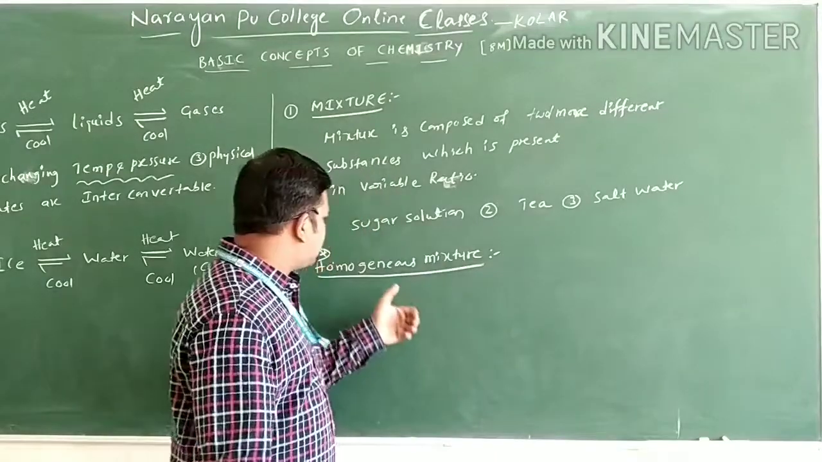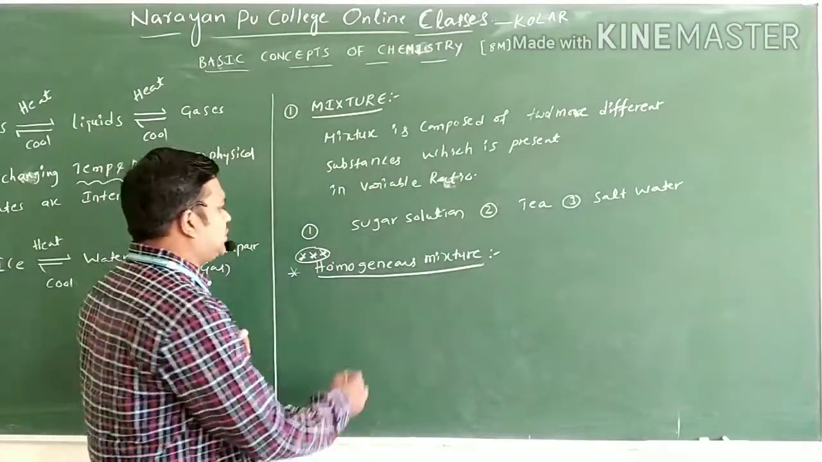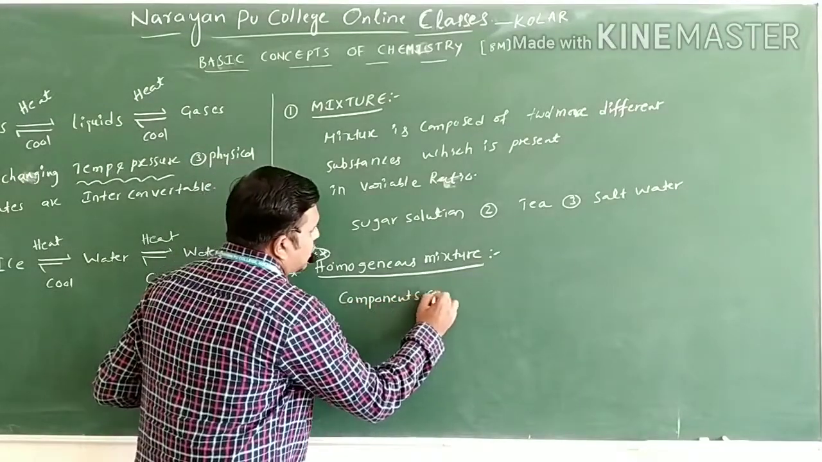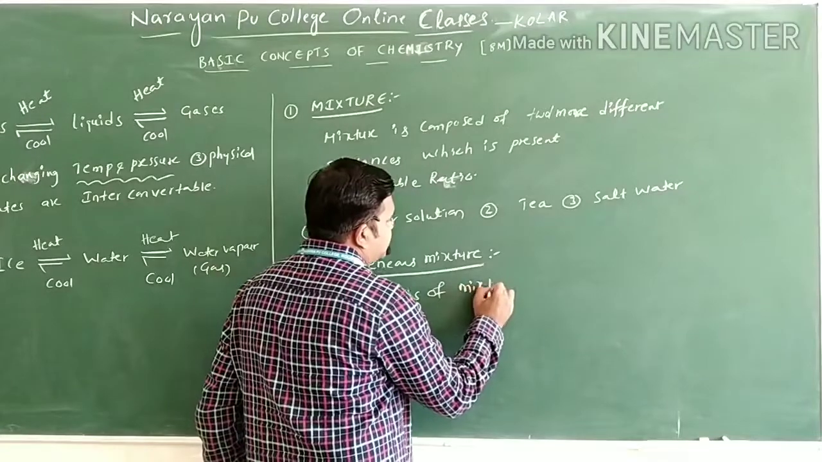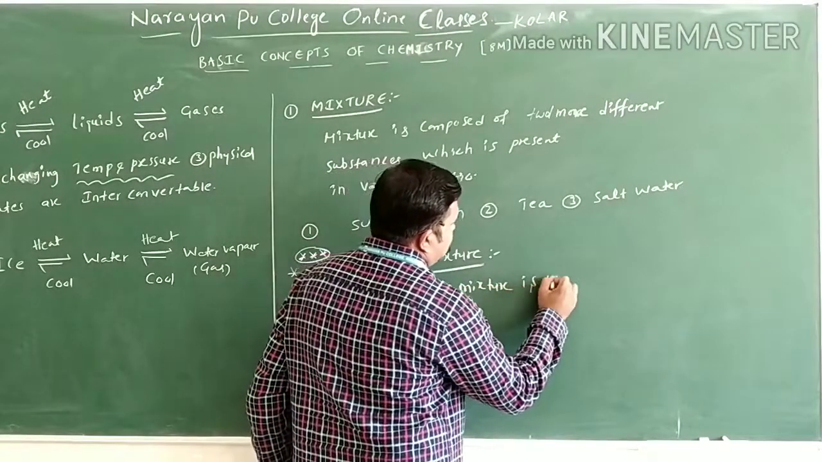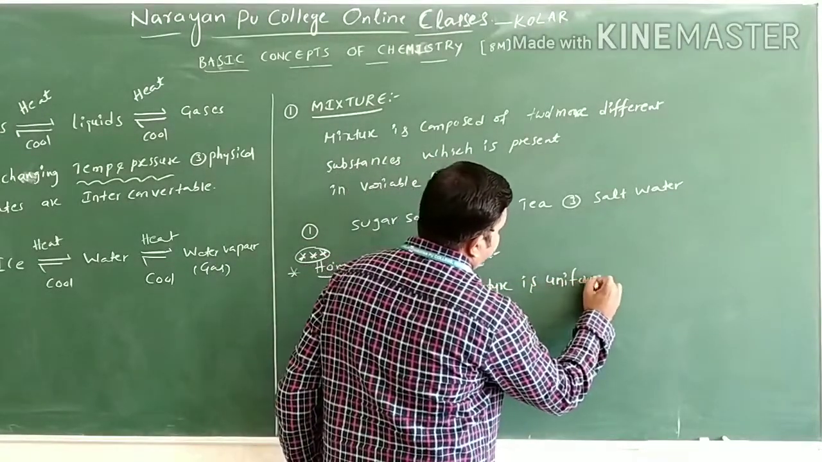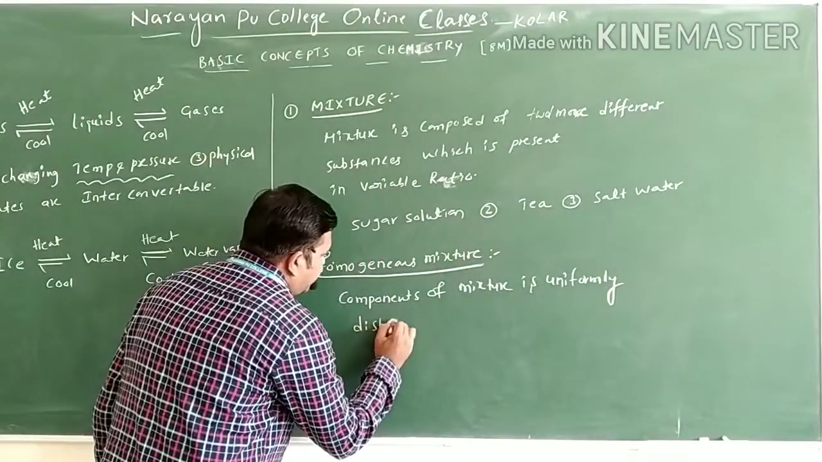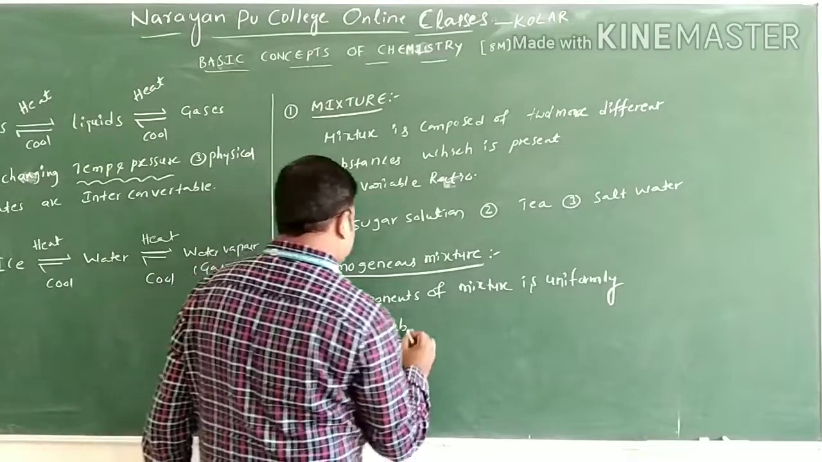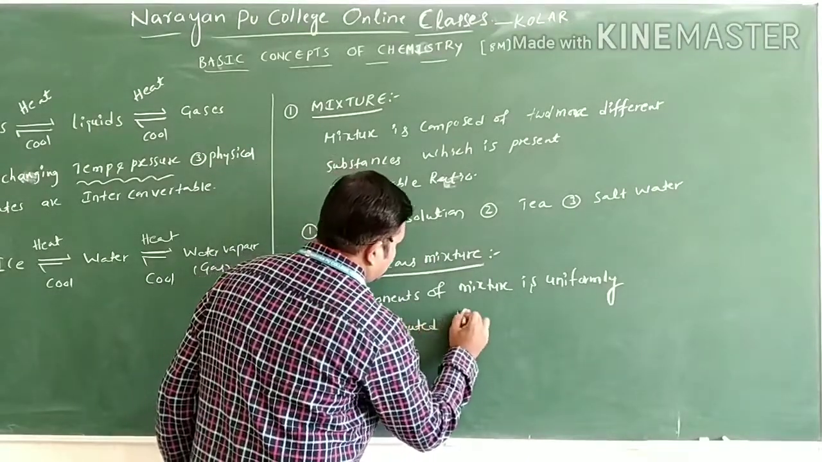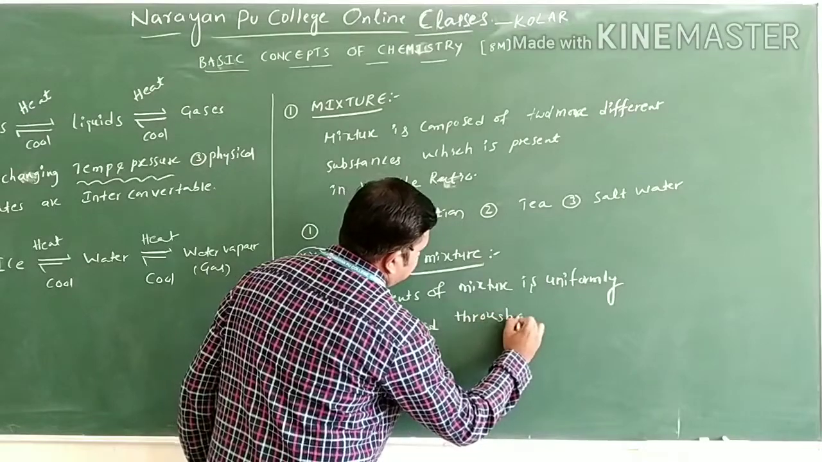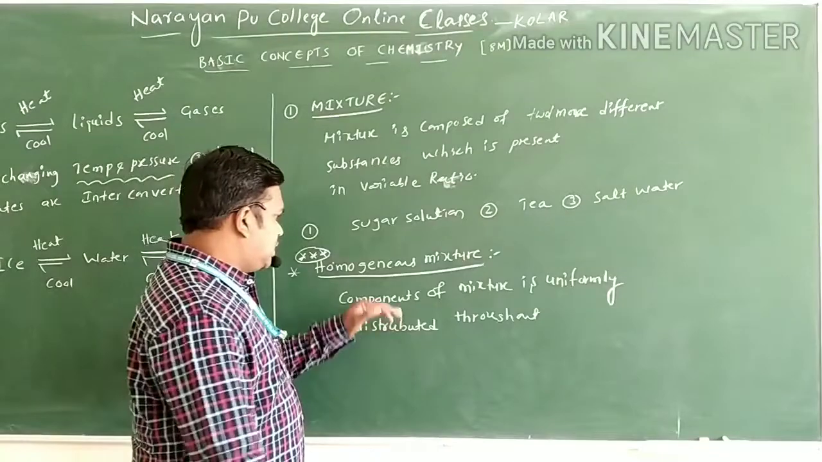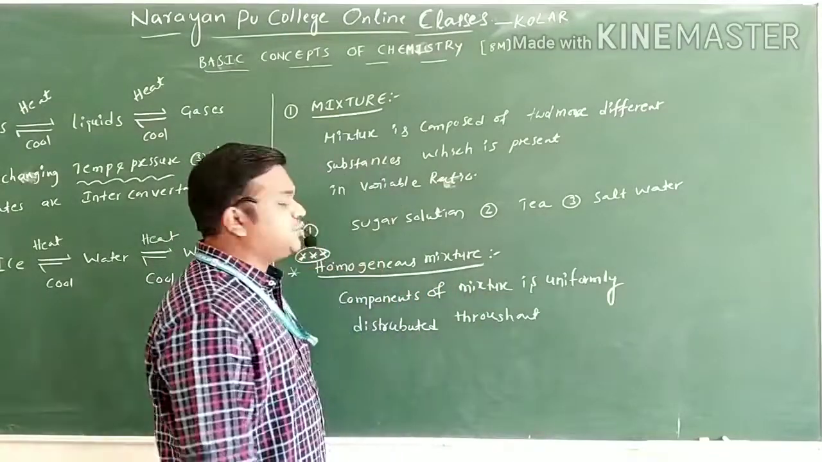Throughout. That we call a homogeneous mixture. The components of the mixture are uniformly distributed throughout. That mixture we call a homogeneous mixture only. The components of the mixture are uniformly distributed throughout the solution.